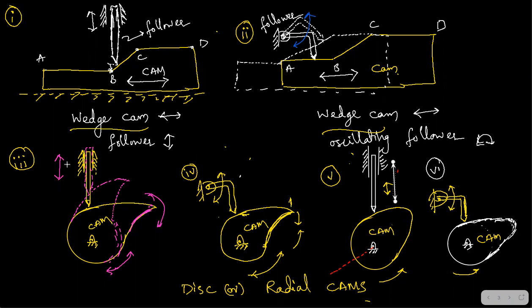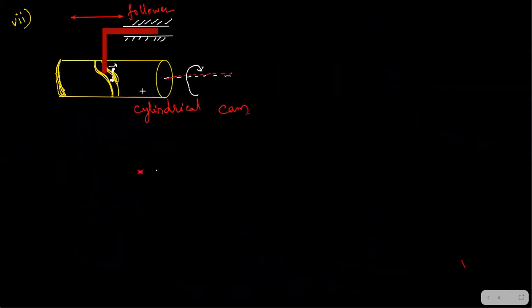And here in the third diagram, the axis of the cam is perpendicular to the screen, meaning rotation, but the motion is happening in the plane of the screen, right? So both are perpendicular to each other. But here you see, both are actually in the same plane. The axis of the cam as well as the motion of the follower, both are in the same plane.